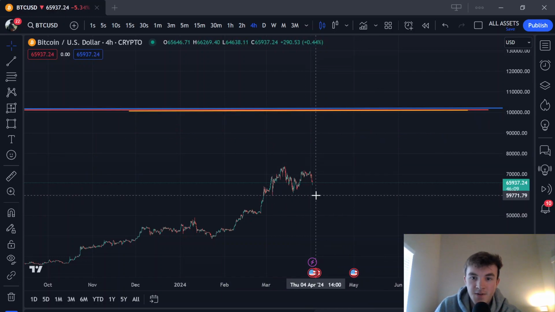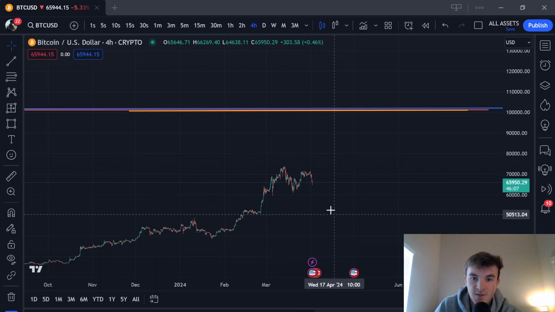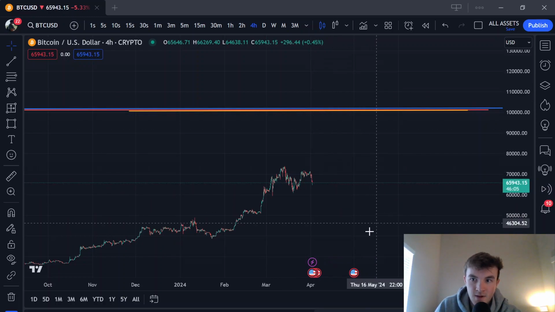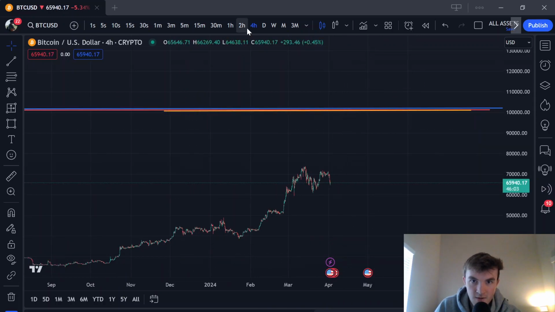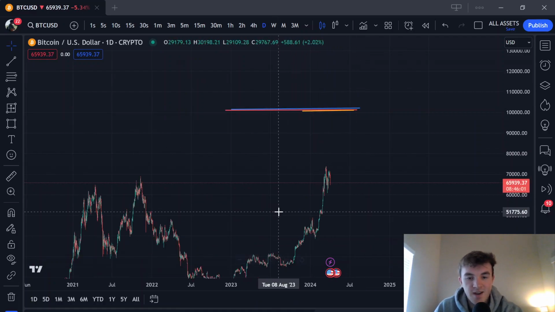Whether it goes down here first, whether it sweeps these highs first and then comes here, or whether it goes straight up, 100K is the target right now. So, with that, I'll leave you to hopefully analyze this for yourself and figure it out.